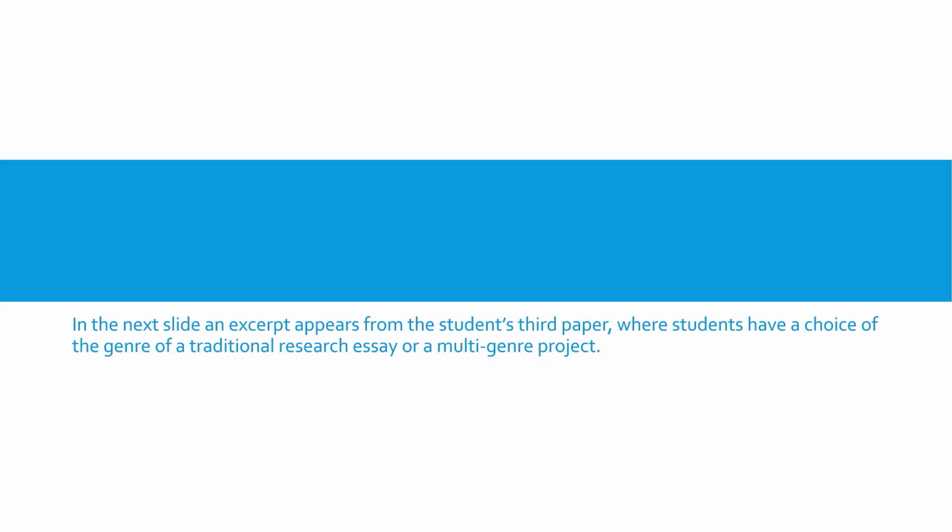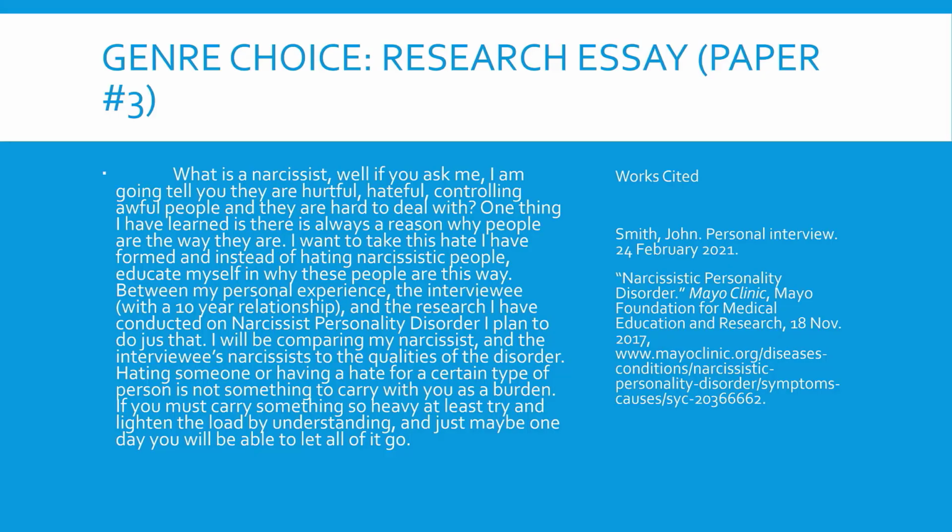In the third paper, you have a choice of doing either a traditional research essay or a multi-genre project. She picked the traditional research essay, so she needed to do research about NPD, and then she wrote just about the disease or the personality disorder, and she compared the typical symptoms of that personality disorder to someone that she had actually known. In a research paper, you'll have a works cited and so forth.